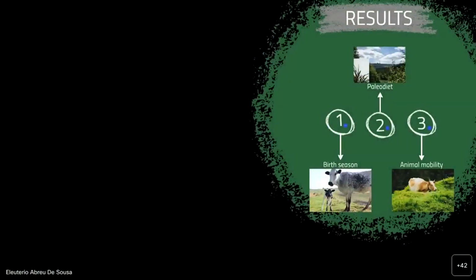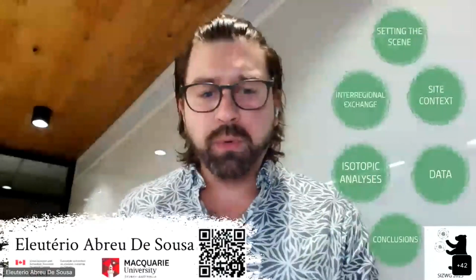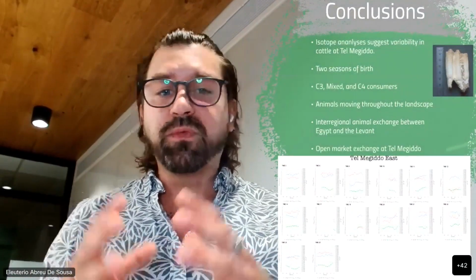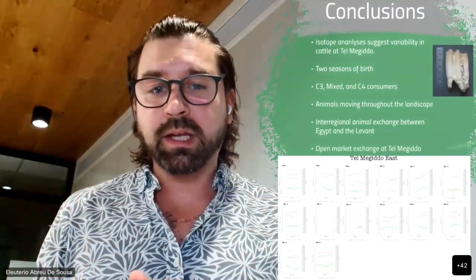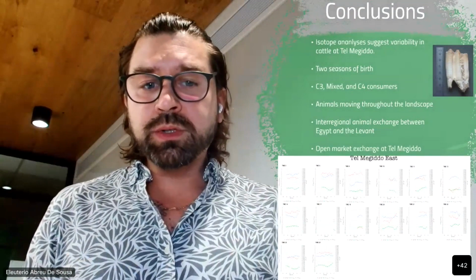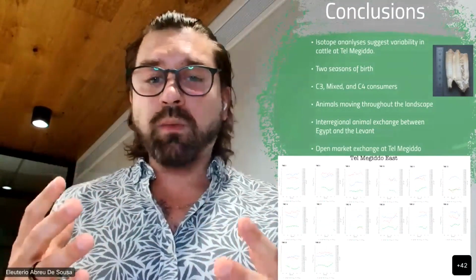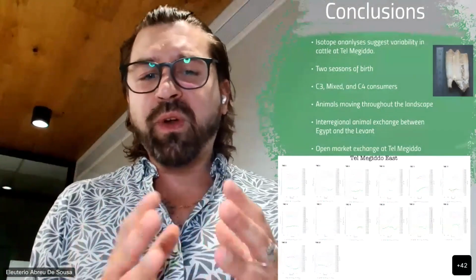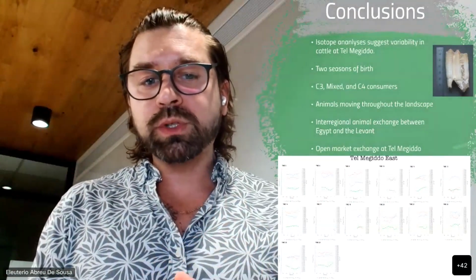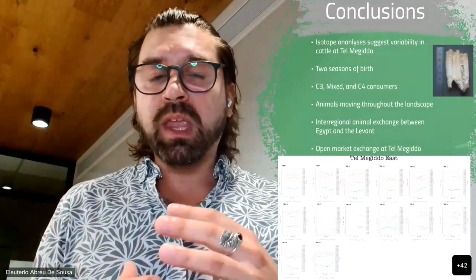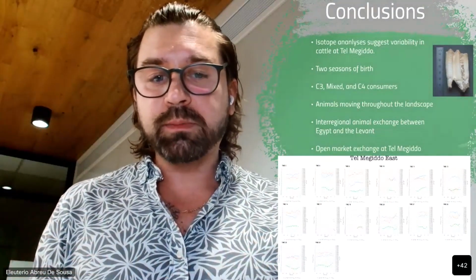So therefore, I will wrap up with the conclusions. I know we're running out of time. In a nutshell, the isotope analysis really suggests that we see a lot of variability in the cattle at Tel Megiddo. We do see 2 seasons of birth from these individuals. We see more of a C3 diet, some mixed, and very little C4 consumers. And these animals are also moving throughout the landscape in various seasons of consumption.